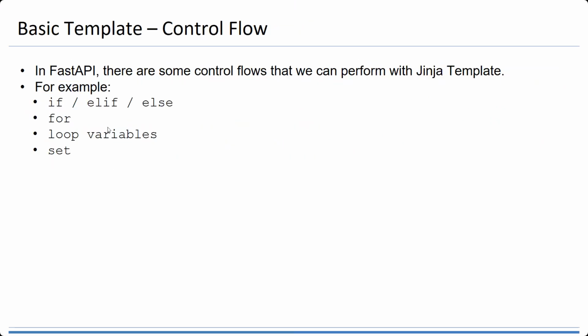Now, let's take a look at the control flow that we can learn from this basic template. In FastAPI, there are some control flows that we can perform with the Jinja template. For example, we can use if, else, and then for, loop variables, and set. So we're going to look at those four.